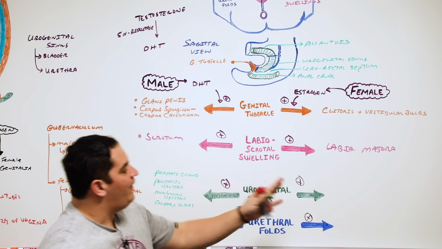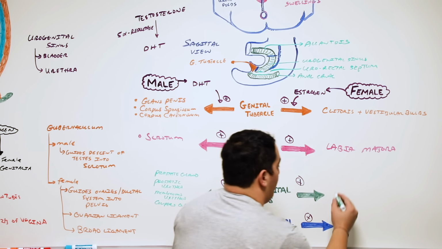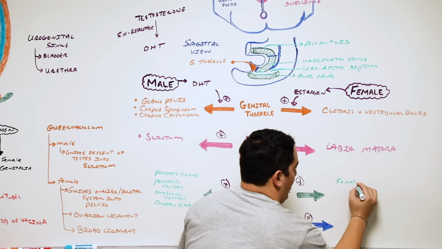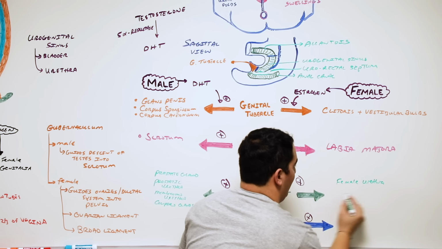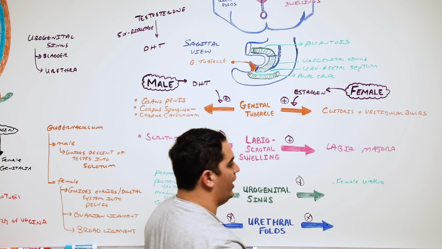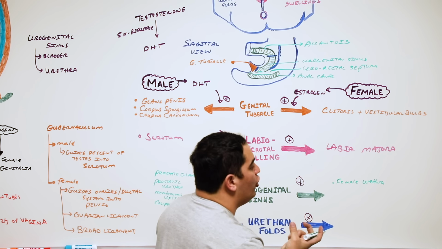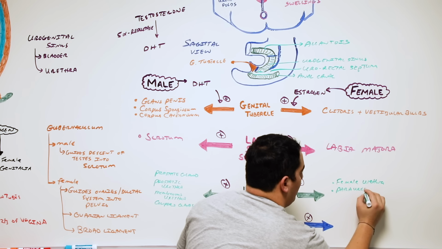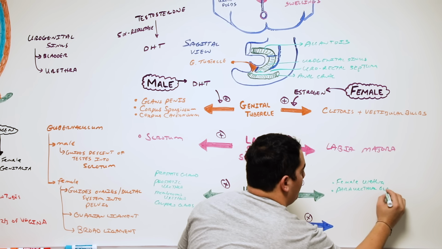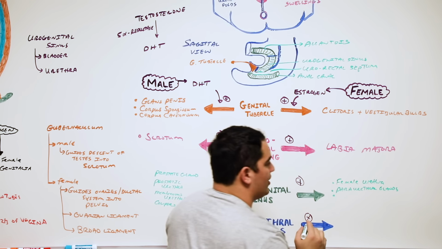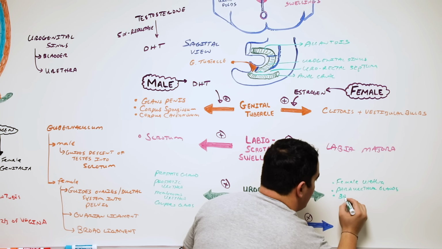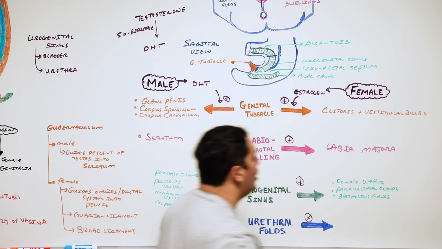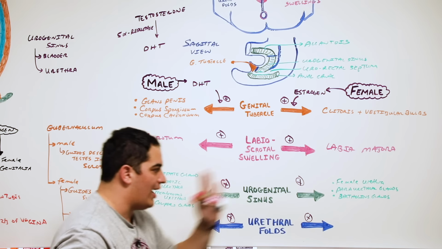In females, it's pretty straightforward. They don't have multiple urethras, so it's just going to give rise to the female urethra. And another thing, which is called the paraurethral glands. And there's also little other glands called Bartholin's glands. So other small little glands around the area called Bartholin's glands. So that's going to be what the urogenital sinus gives rise to.